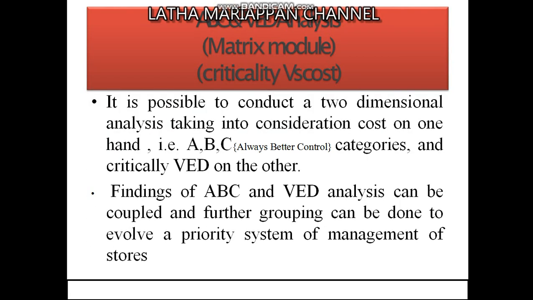Now, we will see ABC and VED analysis in a matrix model. It is possible to conduct a two-dimensional analysis taking into consideration cost on one hand, that is the ABC category, and criticality, VED, on the other hand. So, the findings of ABC and VED analysis can be coupled and further grouping can be done by evolving a priority system for management of stores. We will see that matrix now.